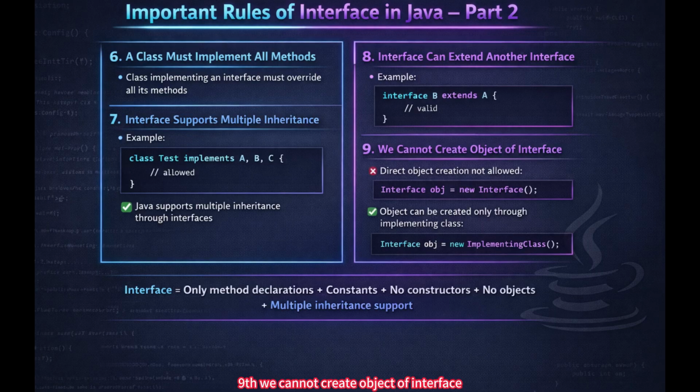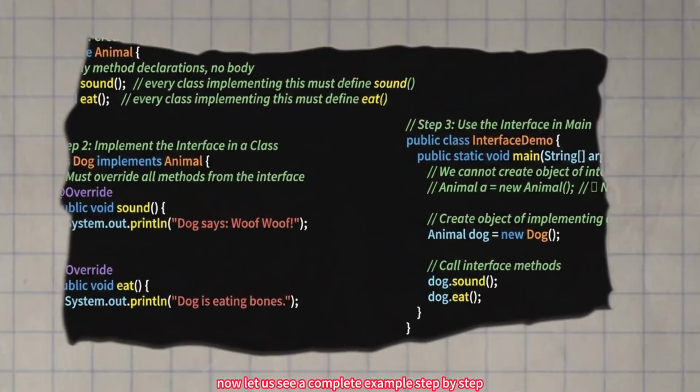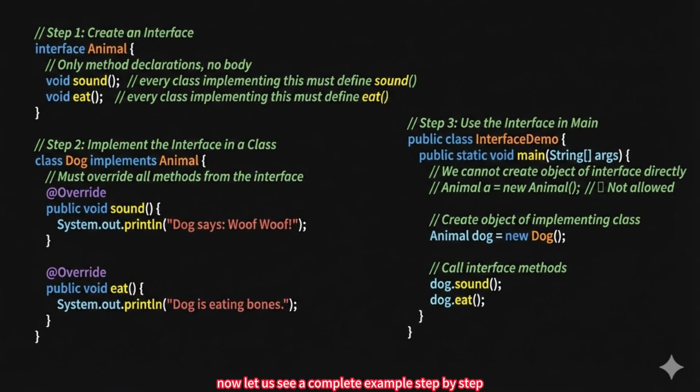Ninth, we cannot create an object of an interface. Again remember, direct object creation of an interface is not possible. Interface obj = new Interface(); is not allowed. Object can be created only through the implementing class. Interface obj = new ImplementingClass(); is allowed. So in short, interface equals only method declarations plus constants plus no constructors plus no objects plus multiple inheritance support. Now let us see a complete example step by step.